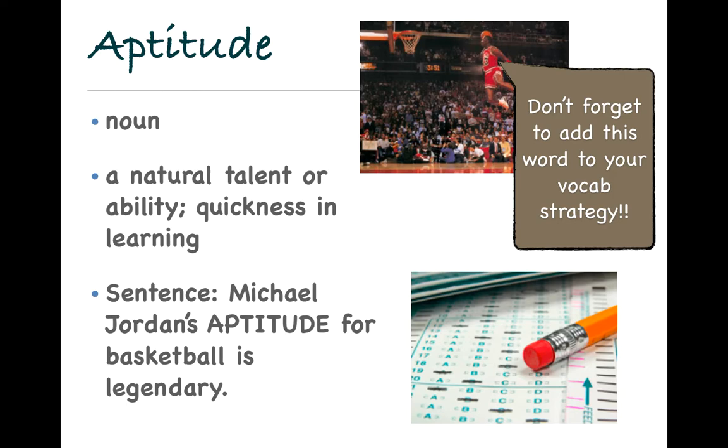Aptitude is a noun, and it means a natural talent or ability, or quickness in learning. In a sentence, Michael Jordan's aptitude for basketball is legendary. So obviously this is referring to his natural talent or ability. Don't forget to add this word to your vocab strategy.